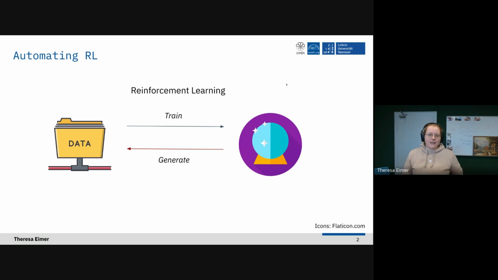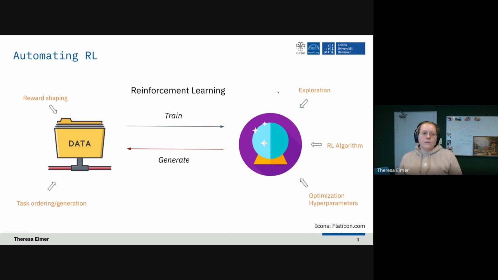As we all know, reinforcement learning is a bit special compared to many other AutoML paradigms because we have the data collection and the model learning intertwined. So we don't just have some data, train on it, and have a model. We have some data, we train on it, and we use the model to generate more data. And that means we have a bunch of design decisions everywhere here. We have things like reward shaping or task generation and task ordering on the side of the data generation. That's really important to get a better model.